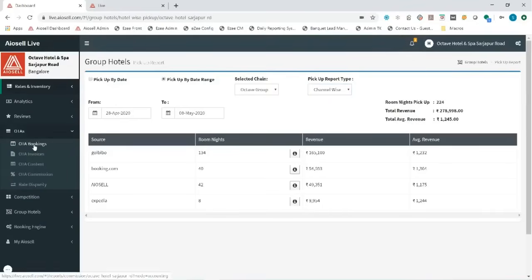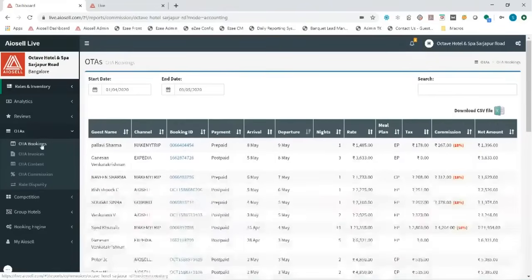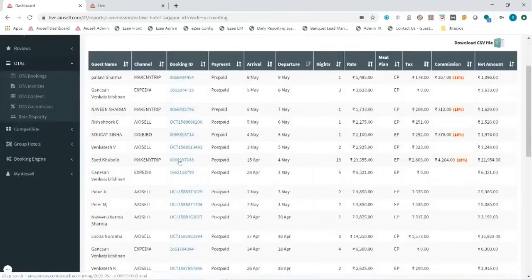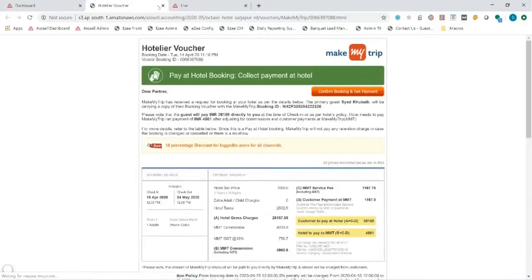The next thing we have something very unique, which is called the OTA management. Here we are able to log directly into the extranets of key OTAs and pick up all individual bookings and break them down. So here we have something called OTA Bookings. We can break up each booking down to the rate, the meal plan, the tax, and the commission that we pay. So here you can actually click on any of these to get voucher level information also.